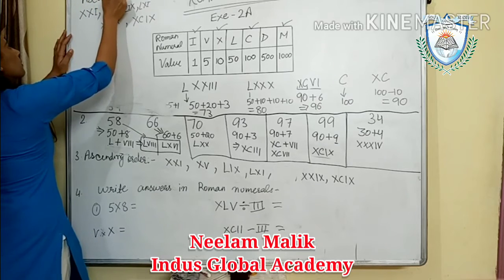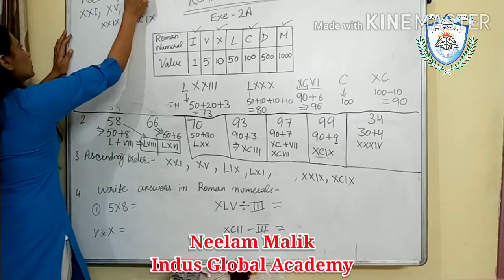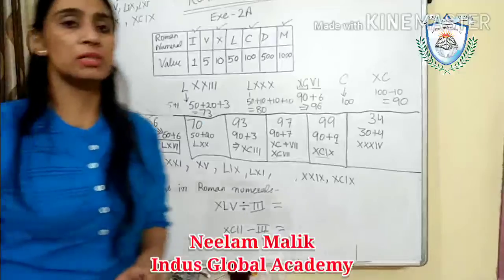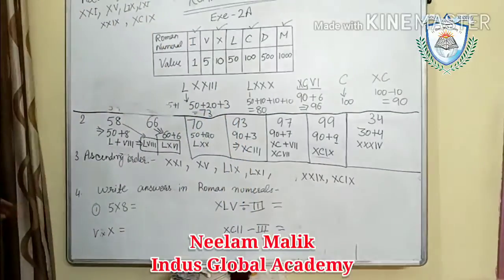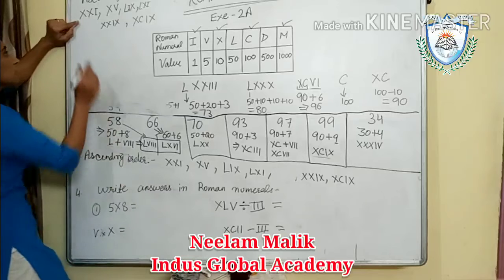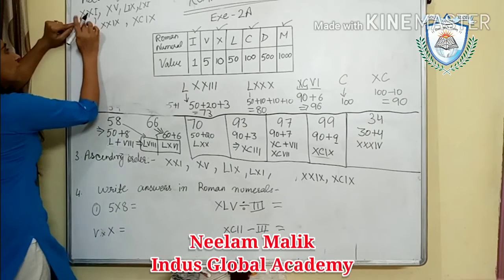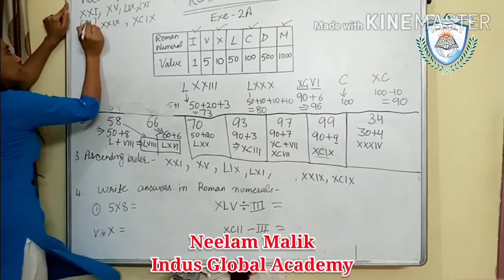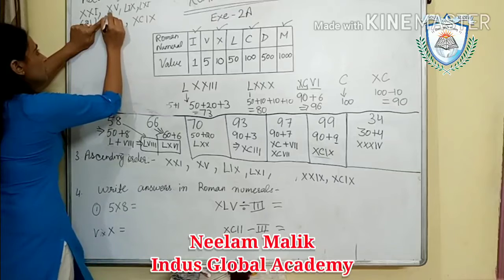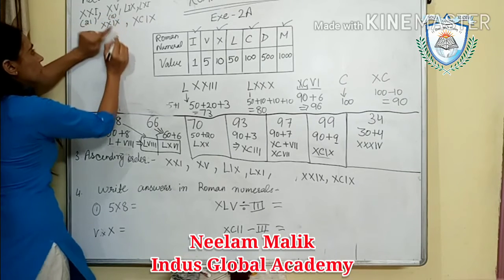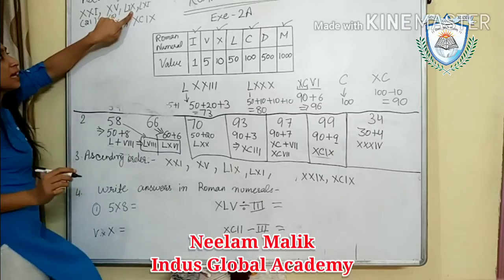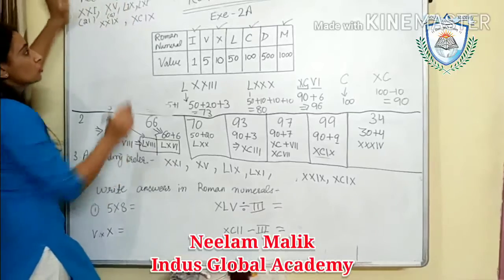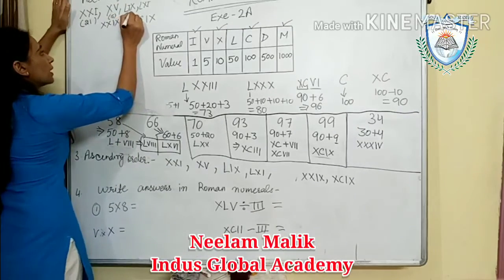So how to do that? First, we should know the value of these Roman numerals. Then we can arrange them into ascending order. So first I am writing their values below these numbers. XXI, 21. This is XV, 10 plus 5, so this is 15. XL means 50 and then 9. IX means 9. So this is 59.